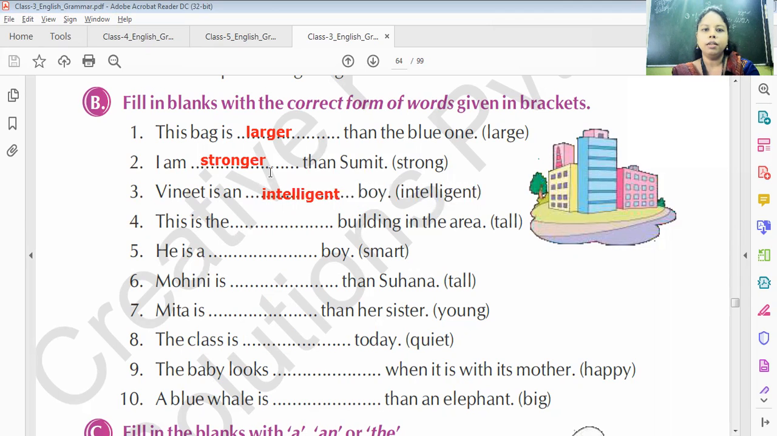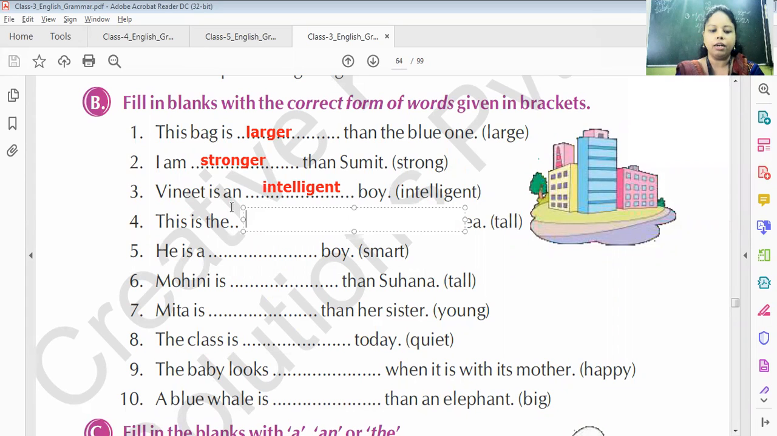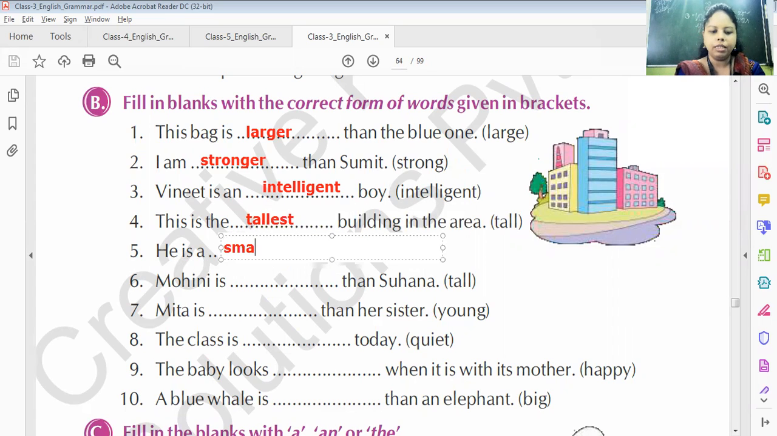This is the dash building. This is the dash building in the area. So here we are talking about the whole area, so we have to write tallest building. He is a smart boy. A small, simple, same, whatever the written is here word, it will come here.